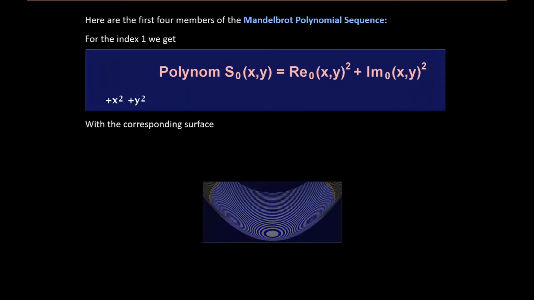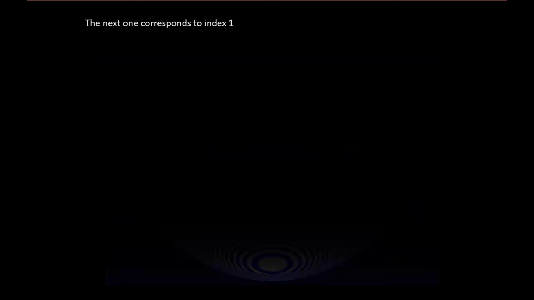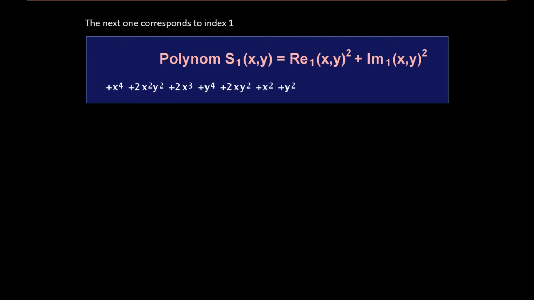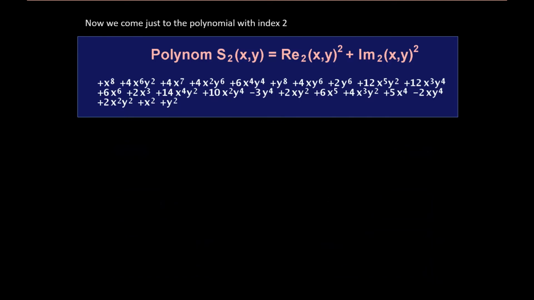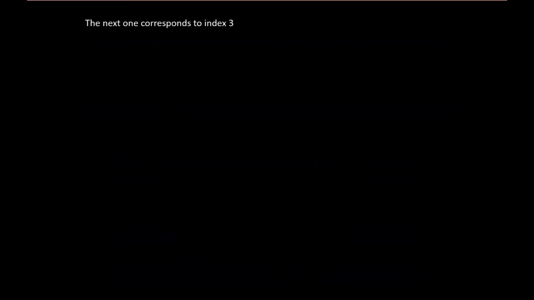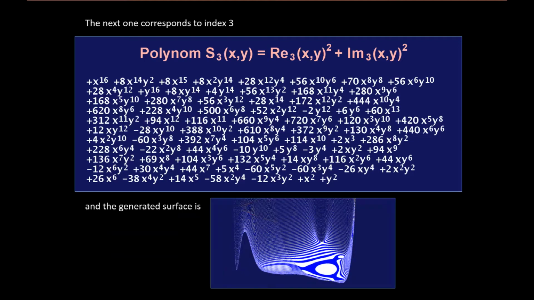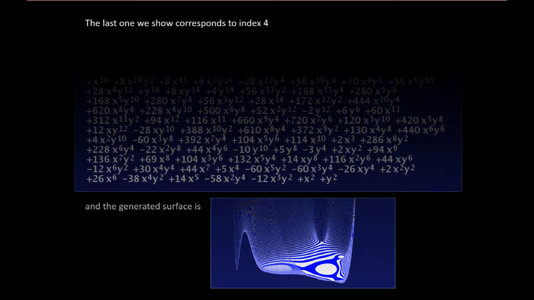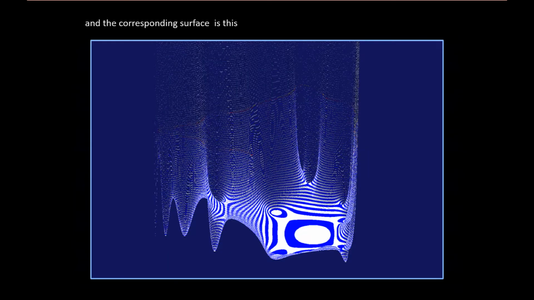For the index 0 we get this, with the corresponding surface. The next one corresponds to index 1, and it generates this surface. Now we come to the polynomial with index 2. The generated surface is. The next one corresponds to index 3, and the generated surface is. The last one we show corresponds to index 4, and the corresponding surface is this.